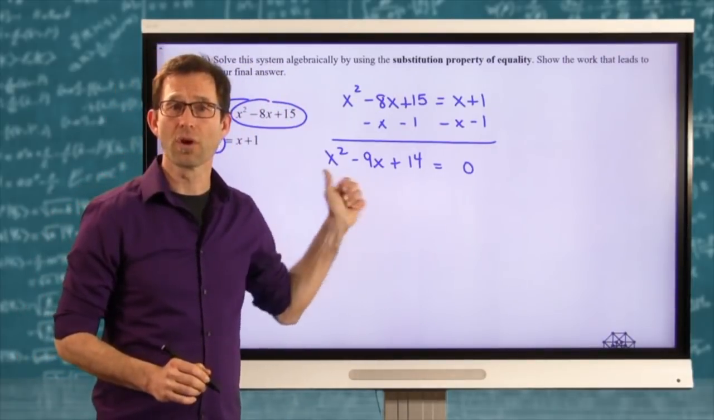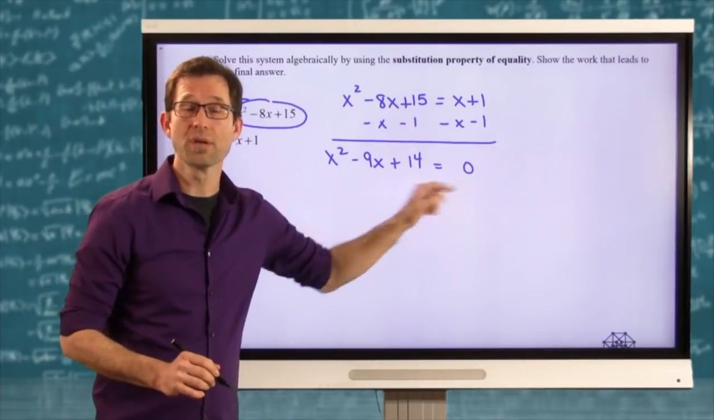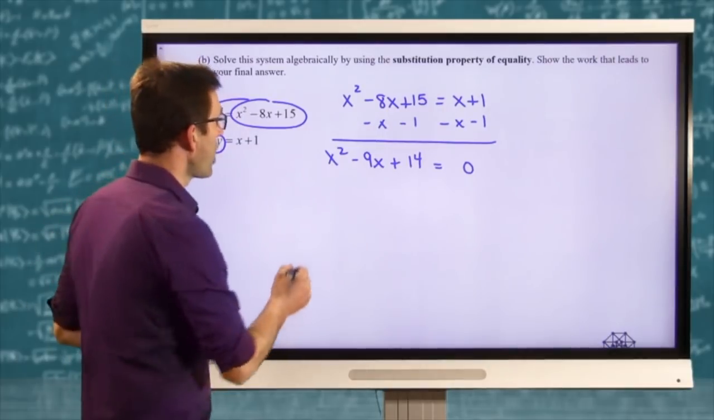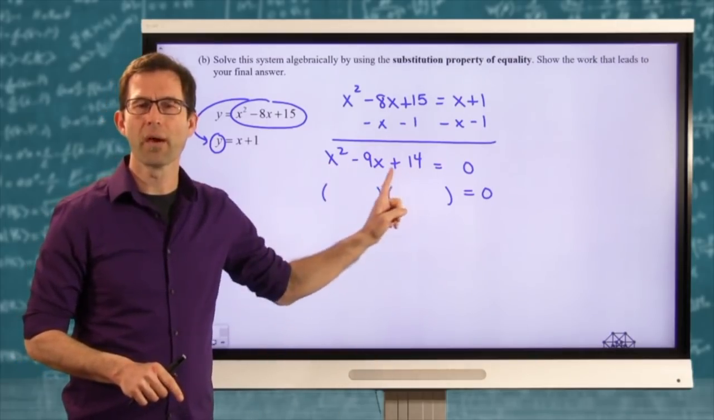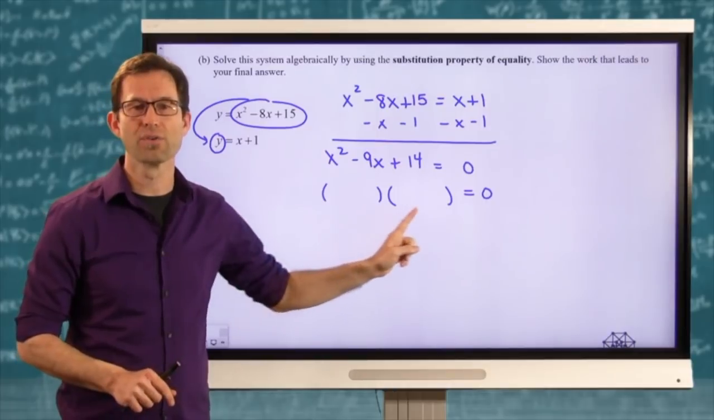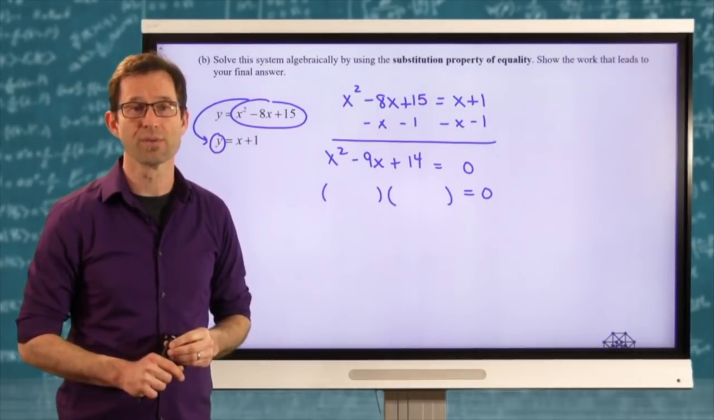Now we have a quadratic equation equal to 0, so we can use the zero product law. In order to do that, we need to factor that quadratic. Pause the video for a moment now and think about how that quadratic factors into the product of two binomials.